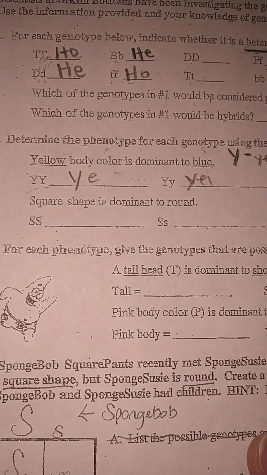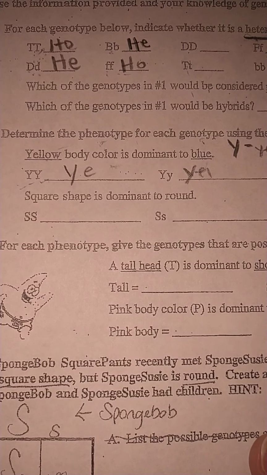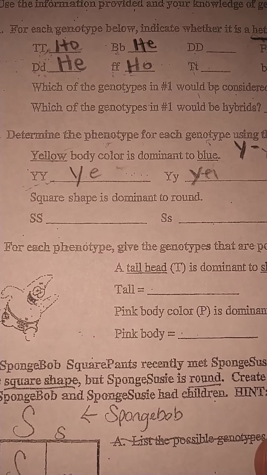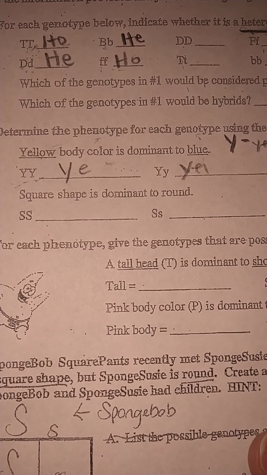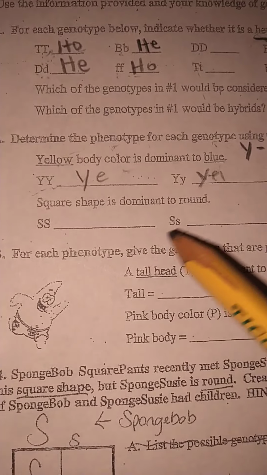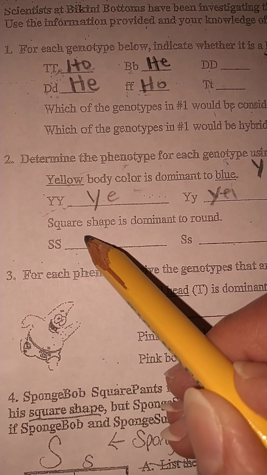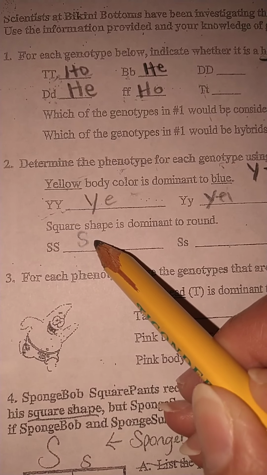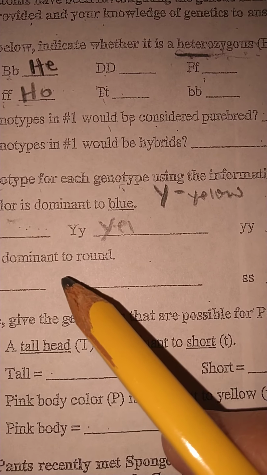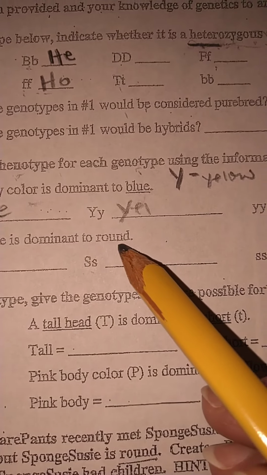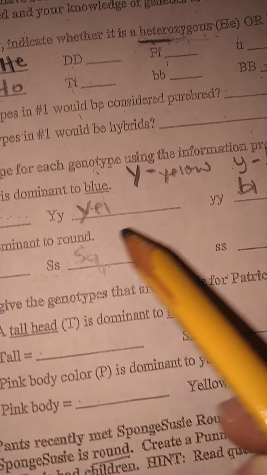Same thing on this one. Square shape is dominant over round. So the big S is going to represent square, and the little s will be the recessive trait of being round. So big S, it has 2 dominant alleles. So that's definitely going to show the dominant square shape. Okay. Big S, little s, that's heterozygous, but it still has that dominant allele. So it's still going to be square.